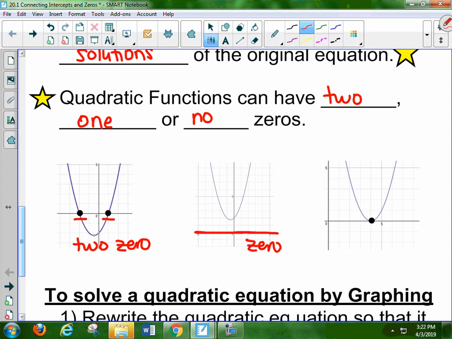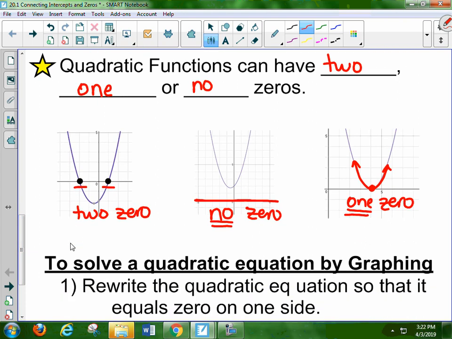I was trying to, this one has no zeros. Okay. And finally, that last one, because this parabola is coming down, it's just touching the x-axis and going back up. This one only has 1 zero. Okay, so there's three different possibilities with quadratics for how many answers or solutions there are.